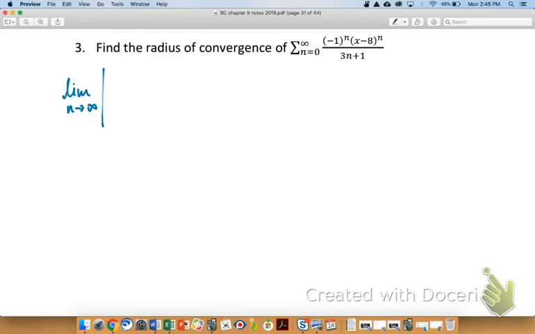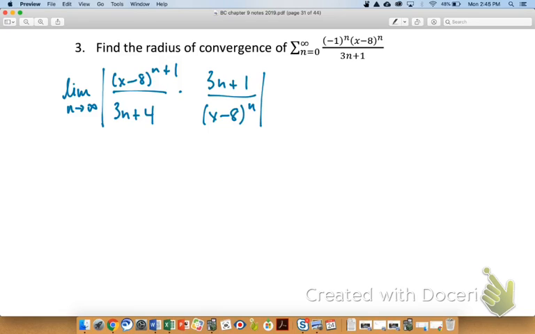Mr. Anderson, explain yourself. Oh, this one? Yes. Sure. Okay, so I'm going to just ignore the negative 1 to the n because I'm doing the absolute value per the ratio test. So this would be x minus 8 to the n plus 1 over, if I plug in an n plus 1 for the n, it's really 3n plus 3 plus 1. So you could do 3n plus 4, times 3n plus 1 over x minus 8 to the n. So that's the ratio test.